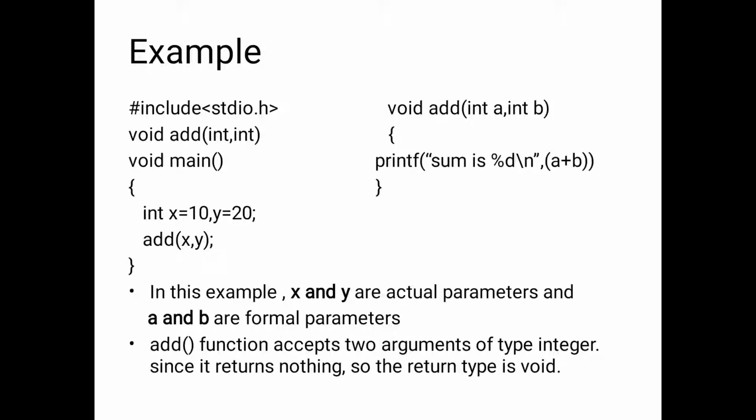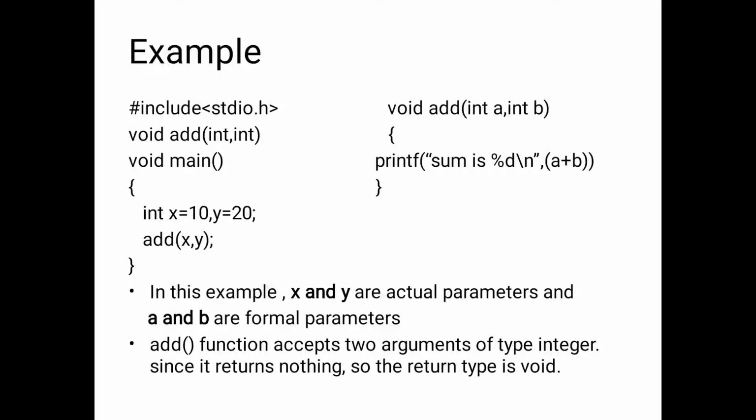So this is the actual parameter. A and b are the formal parameters. So here a and b are the formal parameters, declared in the parameter list. This is a formal parameter. It is declared or initialized in the body of the function. It is an actual parameter.